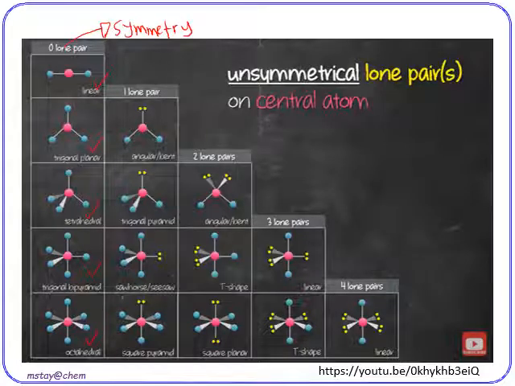Besides these, we also notice that linear, which is made up of 2 bonding pairs and 3 lone pairs, is also considered symmetrical. 2 bonding pairs with 4 lone pairs is also symmetrical. And the last one is square planar, 4 bonding pairs with 2 lone pairs. So all the shapes with a tick here are considered symmetrical.